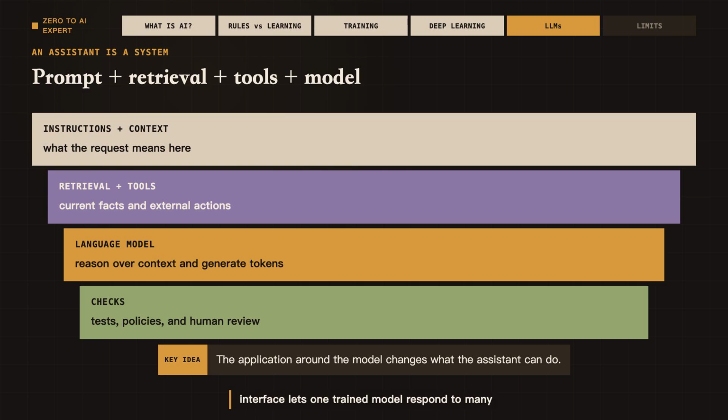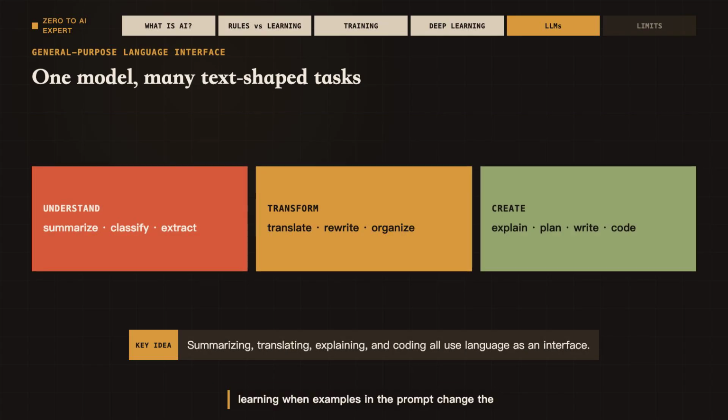A general language interface lets one trained model respond to many task descriptions without creating a separate user interface for each task. The model may also use information placed in its current context. A prompt can contain instructions, examples, or documents. The model processes that context during inference. This is often called in-context learning when examples in the prompt change the pattern of the response without updating the model's parameters.